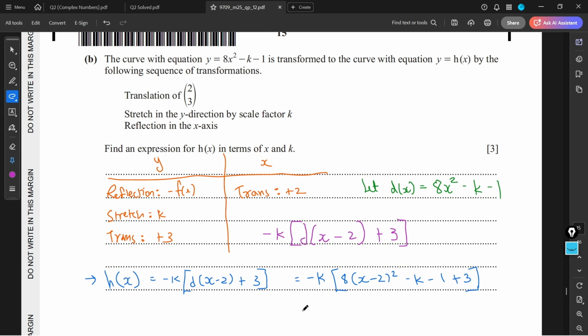Okay. And then I'm just going to open my d of x minus 2 over here. I know that x is only in one place in this equation. So over there, I'm just replacing that with x minus 2. I'm going to square that up. And yeah, that's how my h of x is going to look like.